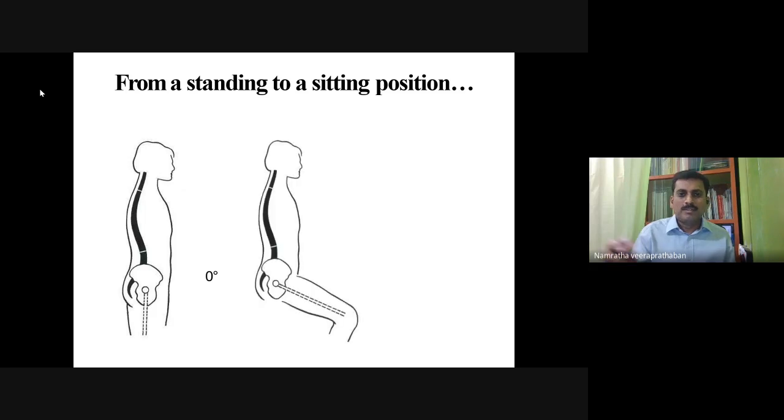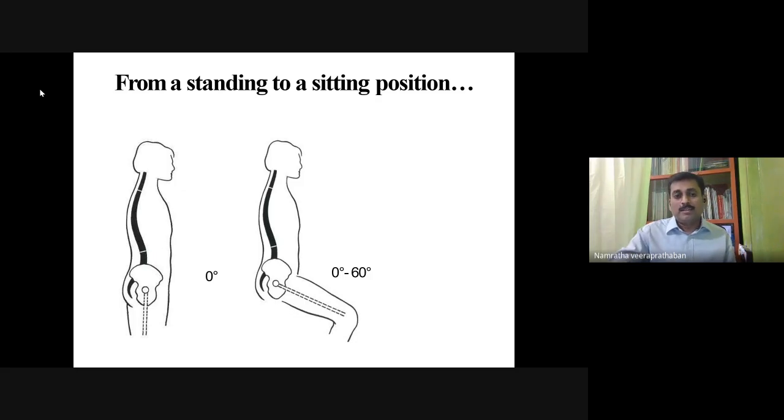Now, let's move slowly to a sitting posture. Let's have a hip flexion up to 60 degrees. We are preparing ourselves to sit now. Let's say 60 degrees of hip flexion. Just observe the pelvis and the spine here. Well, not much change between 0 degrees and 60 degrees. Still, the pelvis remains almost the same, and the spine also remains the same.